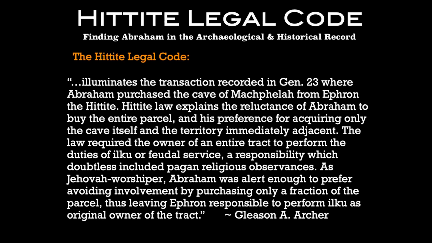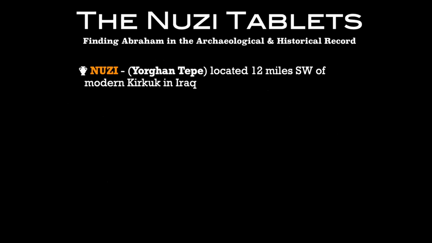So basically, this practice of dedicating the land to a foreign god, why did Abraham just buy part of it? Well, this explains why he would have bought part of it, because if he bought the whole thing, he would have been required under Hittite legal code, or at least that was the law of the land of the day, which very likely predates the Hittite discovery, to perform this pagan ritual for having the land. So pretty cool. Then also Nuzi, Yorgan Tepe, located 12 miles southwest of the modern Kirkuk in Iraq.